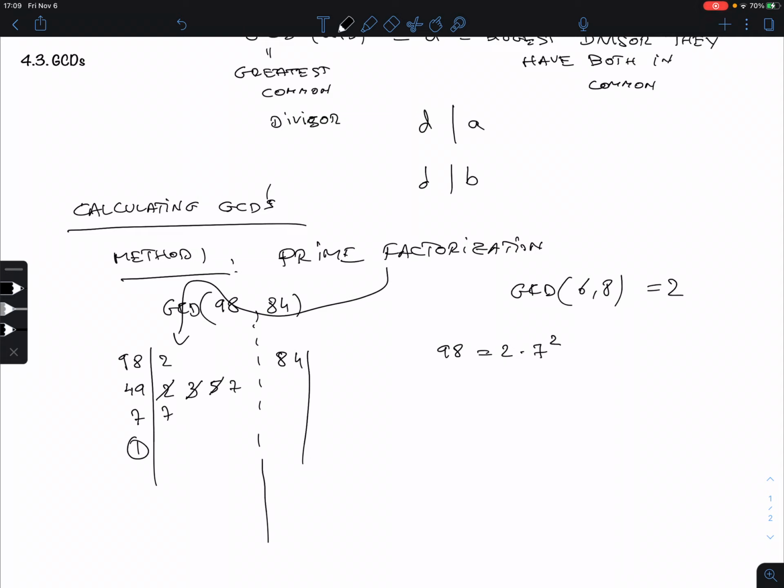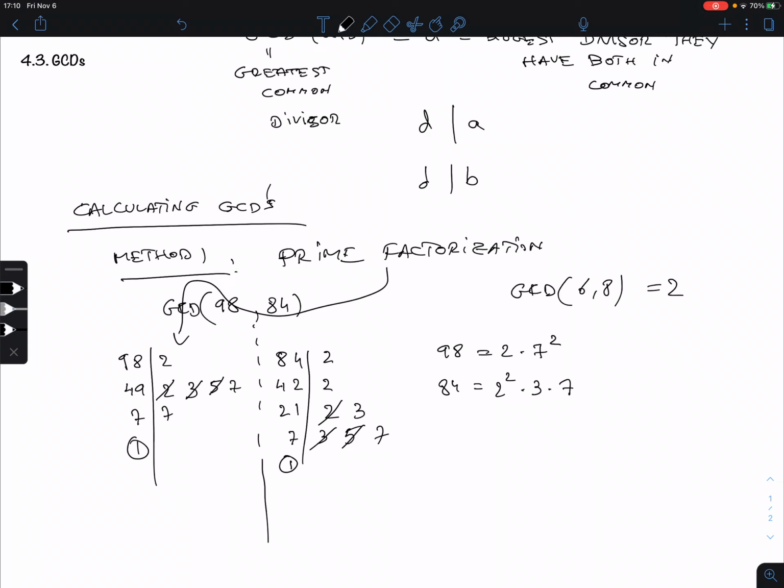Now I have to do the same for 84. So 2, that's the first prime number. Yes, I can divide by 2. I get 42. Divide by 2 again. I get 21. Can I divide by 2? No. What about 3? The sum of the digits is 3, so yes, it's divisible. That gets me 7. Does 3 go in there? No. Does 5? No. But 7 goes in there. I know this is silly because you see it, of course, but I just want to show you that's how we do it systematically. So what does this mean? This means that 84 is 2 squared times 3 times 7.